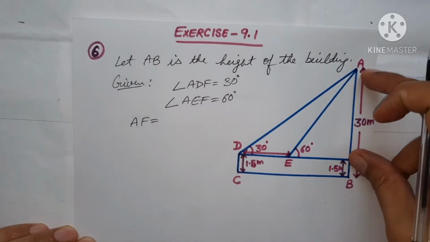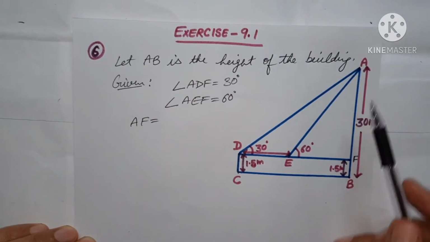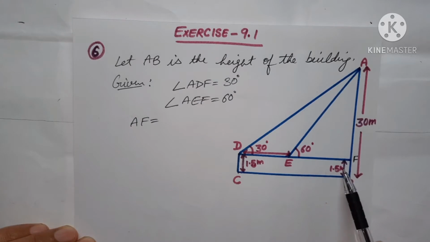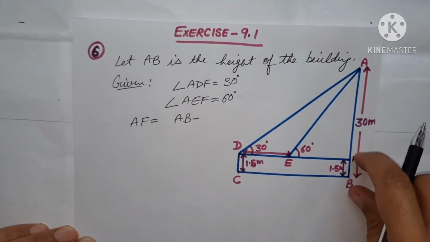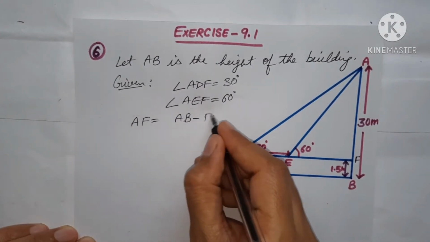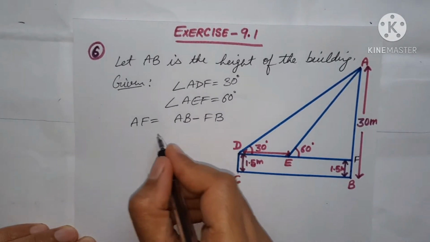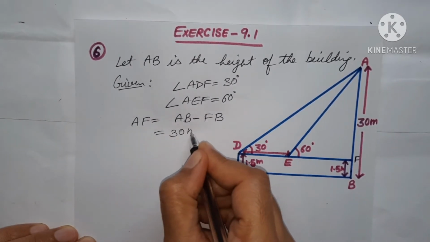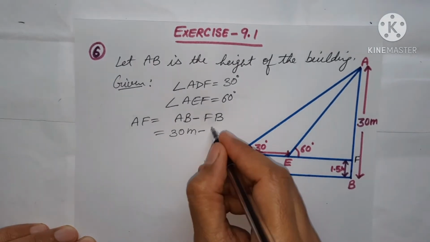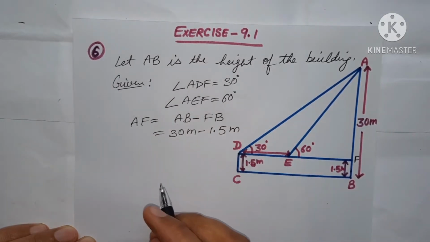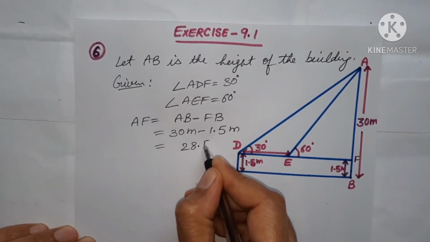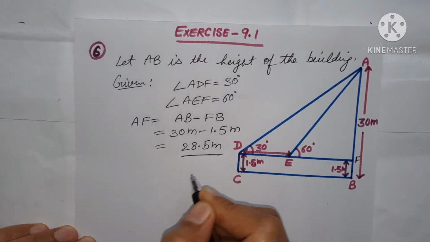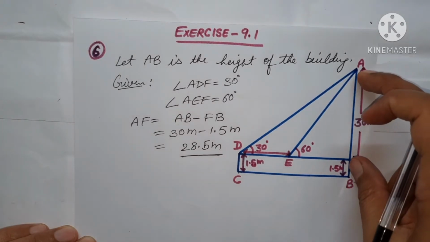So this height AF, this height we need to find out. AF height this much. So how we can find out? We will minus 1.5, the height of the boy, from the total height of the building. So total height of the building is AB minus height of the boy is FB. So we will write FB. AB is 30 meter minus FB is 1.5 meter. So it will be 28.5 meter. This is the height from A to F.